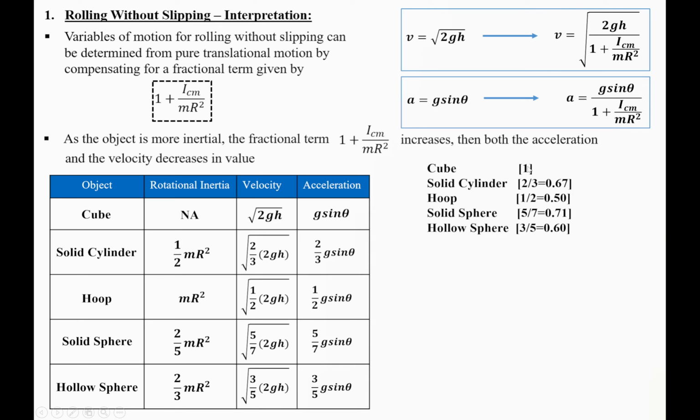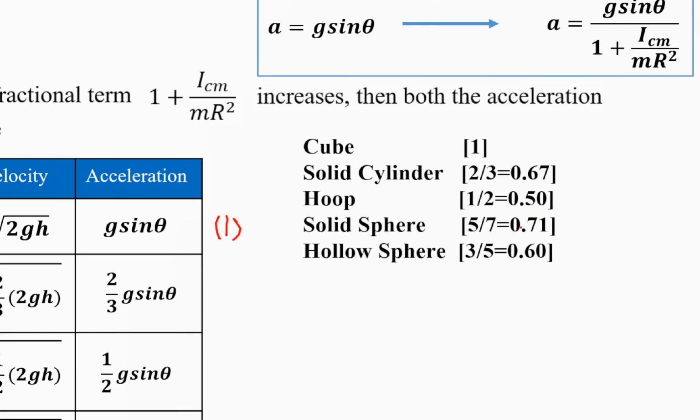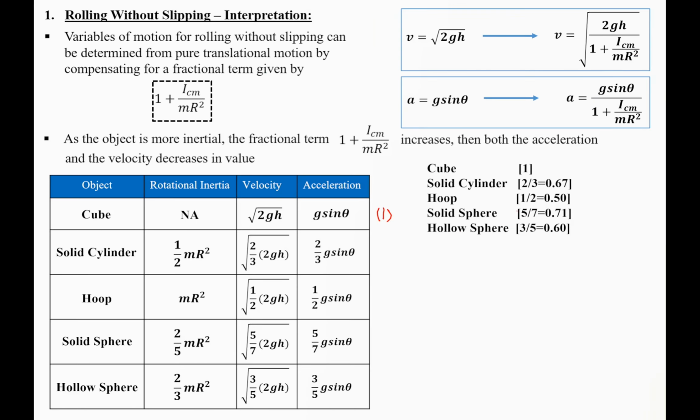We notice that in the case of the cube, where it performs a pure translational motion, the velocity and the acceleration are greatest in value, so this is ranked as 1. Now after that we have the 0.71 for the solid sphere, so this is ranked as 2. Now after that we have the solid cylinder, which would be ranked as 3. Now we have the hollow sphere, which is ranked as 4, and the hoop would be 5.